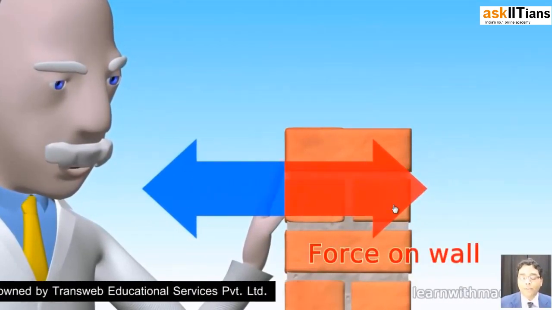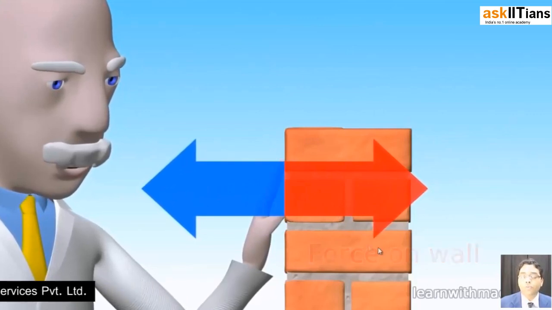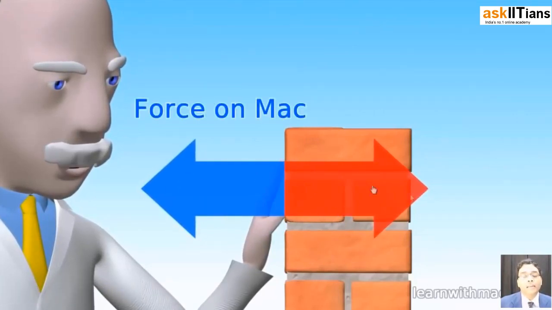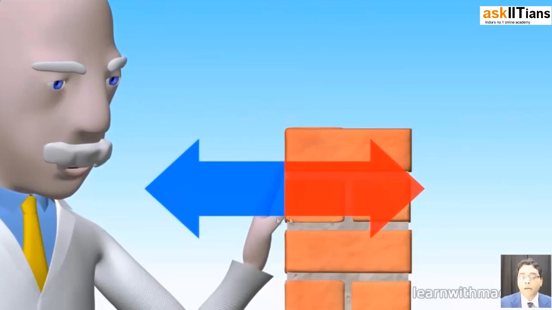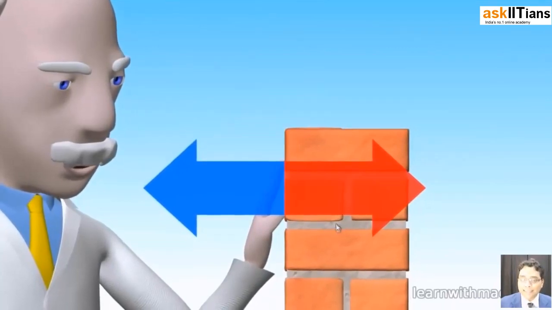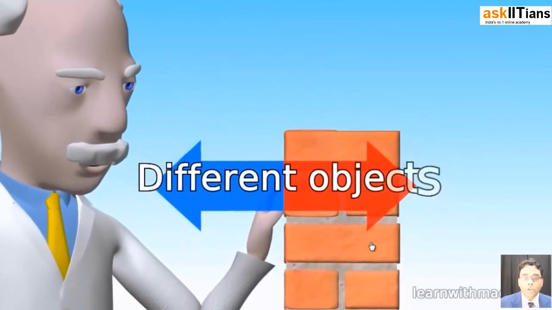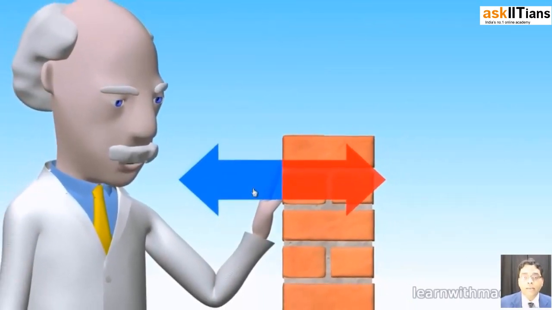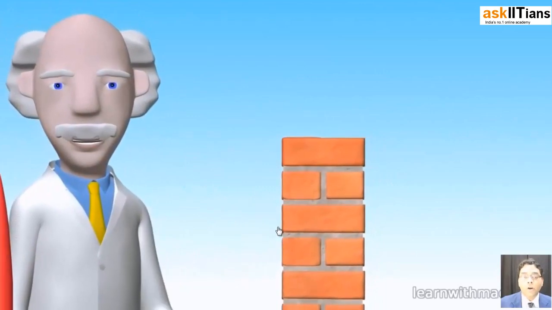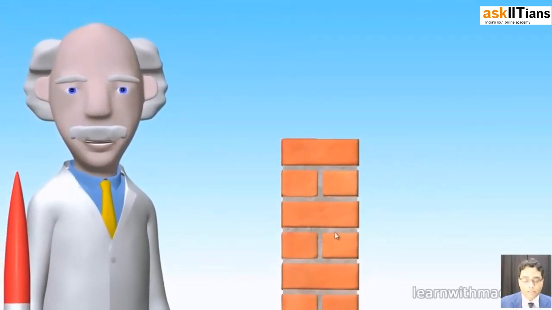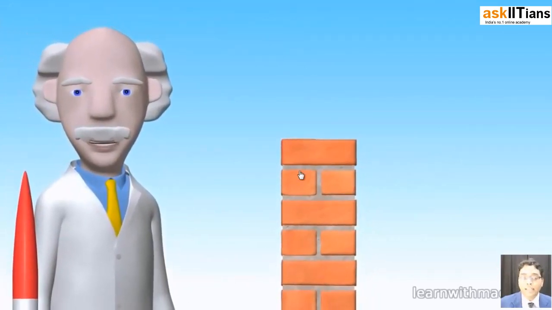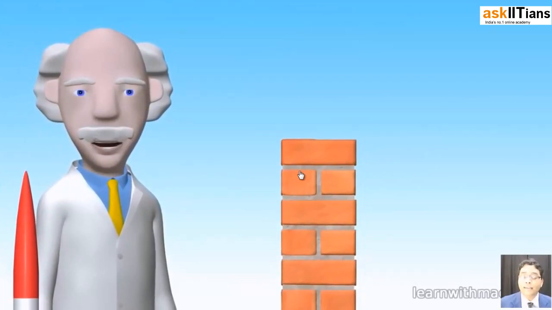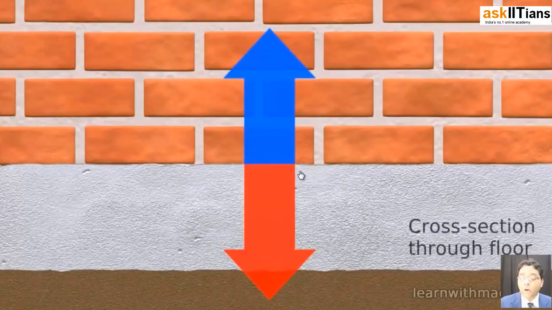Even though there are different objects, one is a force on the wall, the other is a force on Mach. They are different objects, but the amount of force on each other is exactly the same. So different objects are there, but the amount of force being equal means that forces always act in pairs, which we learned earlier as well.